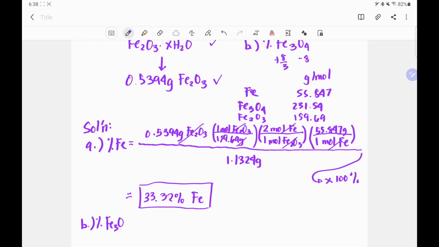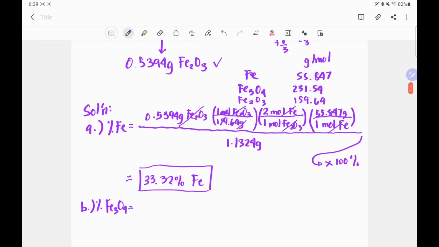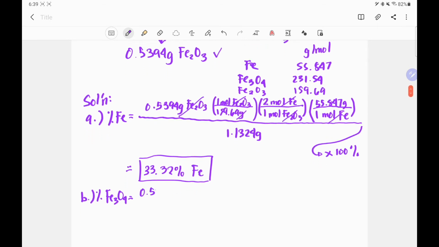If we're asked for iron 2,3 oxide, we're still going to start with the same thing. That's 0.5394 grams iron 3 oxide, 159.69 grams per mole of iron 3 oxide. What's difficult now is converting the moles of iron 3 oxide to the moles of iron 2,3 oxide.